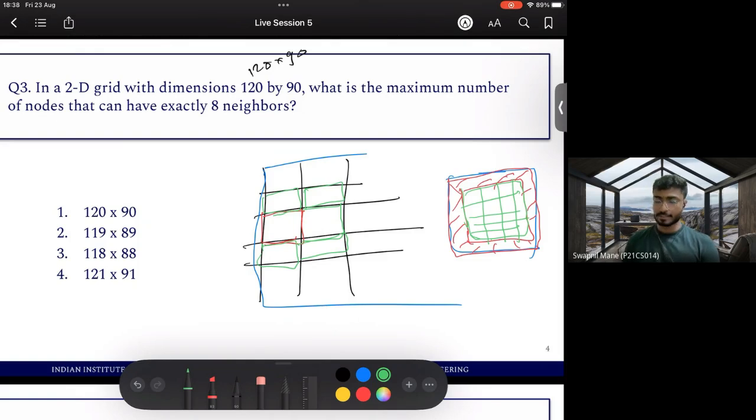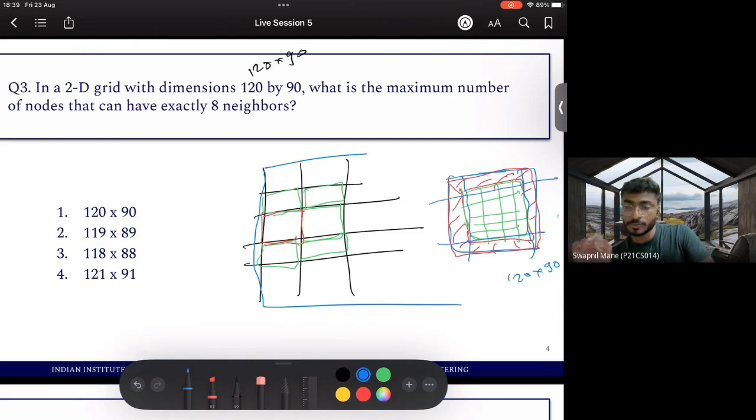So how can we get these cells? You can see the blue boundary, and you might have understood how we can calculate. The blue one is 120 into 90, after removing two rows and two columns. Why two? Because this column is the first column and the last column too, so we have to remove these columns. Also, we have to remove the first row and the last row.